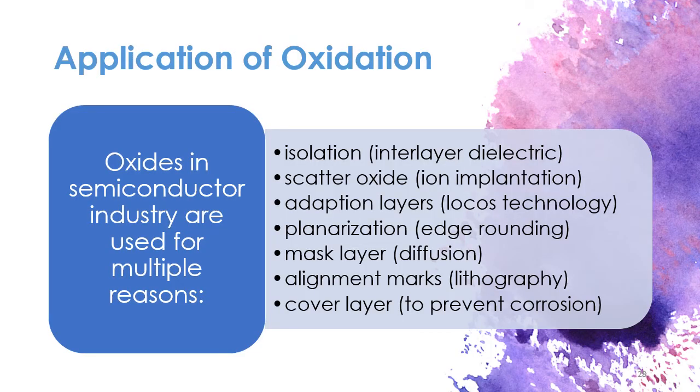In the semiconductor industry, oxide is used for multiple reasons. For example, as isolation, where it becomes the interlayer dielectric. It can also be used as scatter oxide in ion implantation, as an adaptation layer for low cost technology, for planarization and edge rounding, as a mask layer, as an alignment mark, and also as a cover layer.